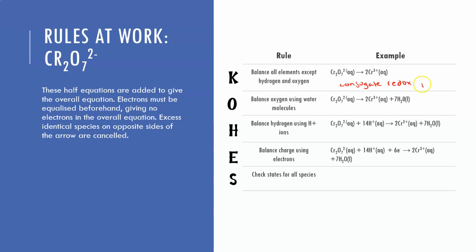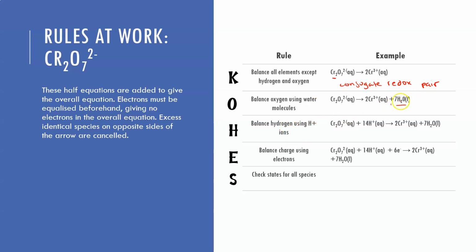Okay, for the oxidation process. You can see here we have 2 chromiums on the left-hand side, so we have 2 chromiums on the right-hand side. We have balanced the key elements. Next step is to balance oxygen by adding water. I have 7 oxygens on the left-hand side in my dichromate, so we're going to add 7 waters to the right-hand side. Then I'm going to balance hydrogen by using hydrogen ions.